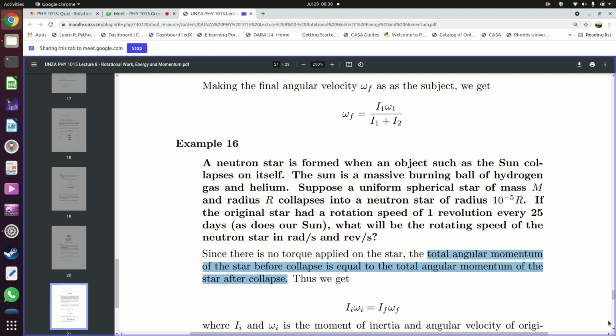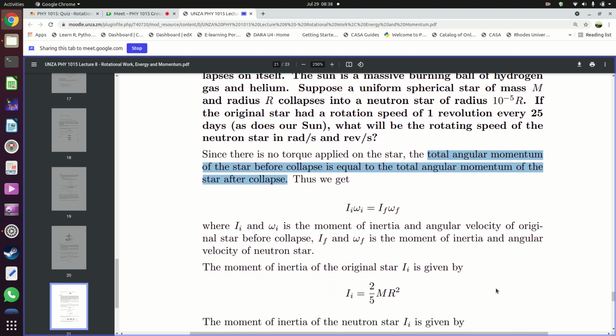So in this case, since there's only one object which is rotating, and it collapses on itself, we can say that the initial moment of inertia multiplied by how fast the star is rotating, the angular velocity, omega I, is equal to the final moment of inertia multiplied by our final angular velocity of the star, where I_i and omega_i are the moment of inertia and angular velocity of the original star before collapse, and I_f and omega_f are the moment of inertia and angular velocity of the neutron star after collapse.